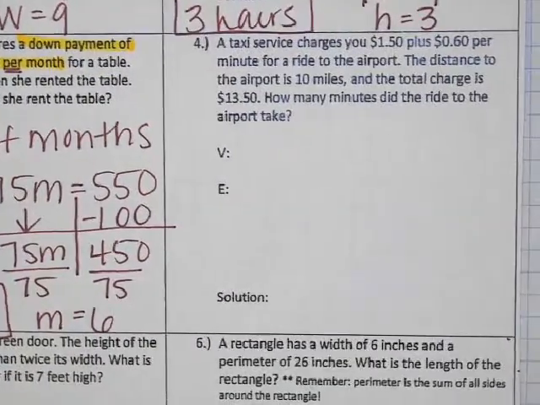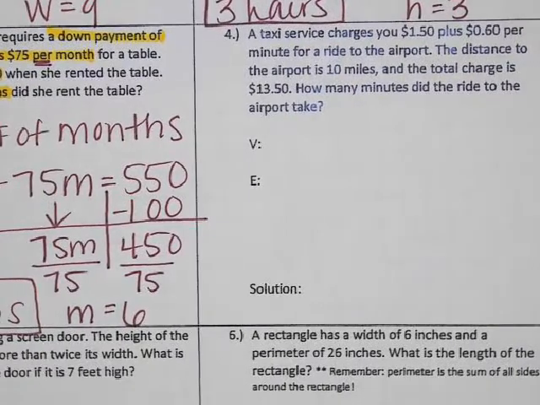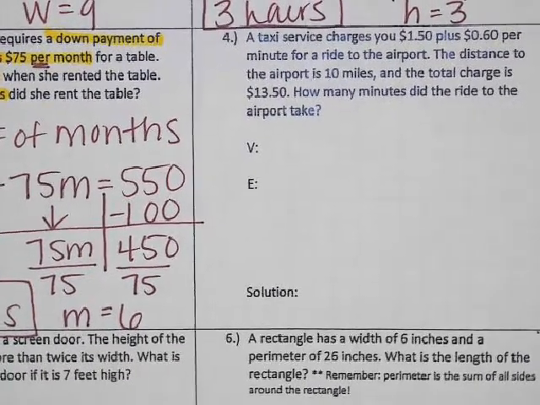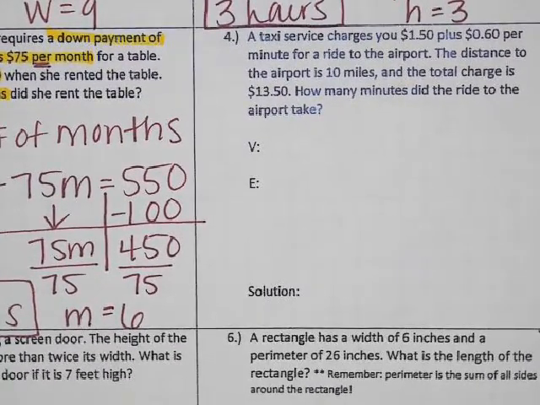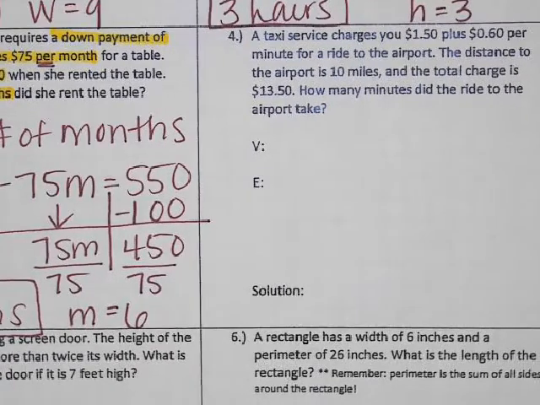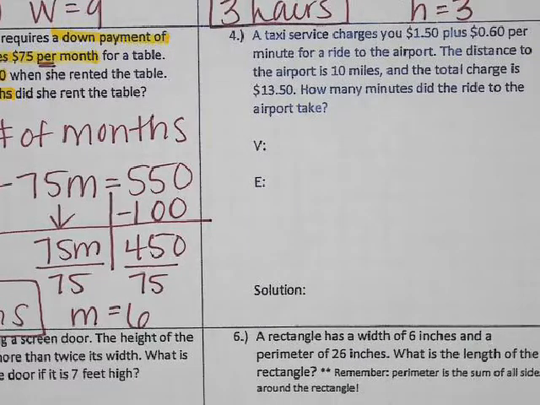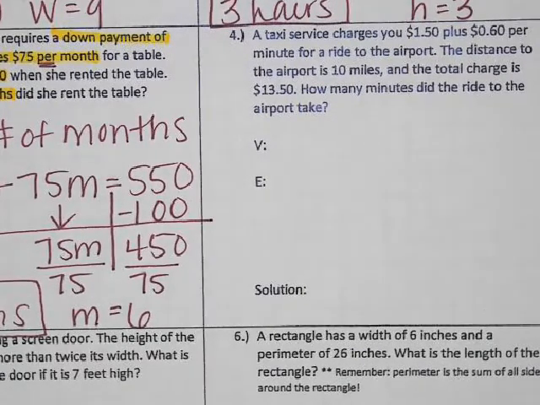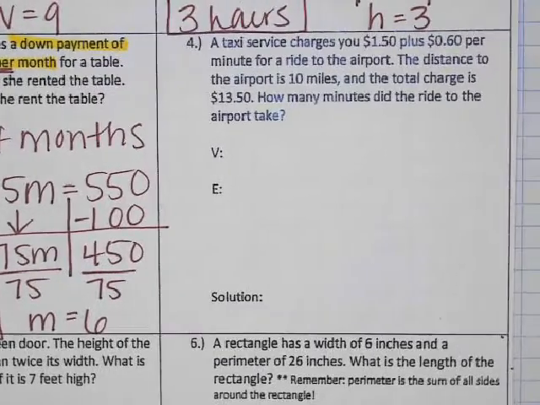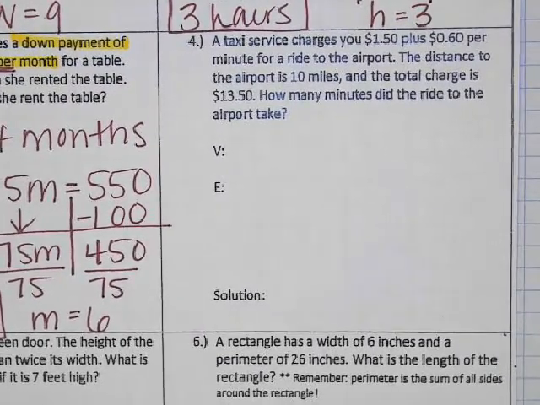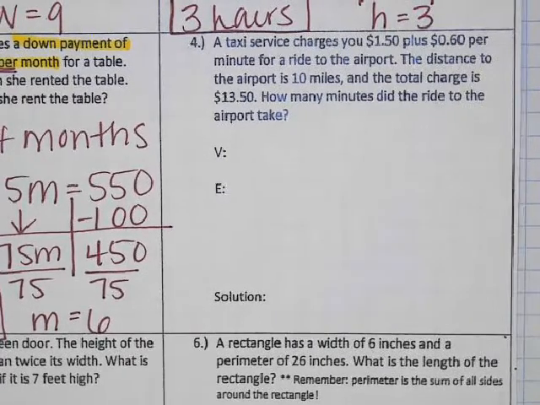Number 4, a taxi service charges $1.50 plus 60 cents per minute for a ride to the airport. The distance to the airport is 10 miles, and the total charge is $13.50. How many minutes did the ride to the airport take? What I like about number 4 is it's a great example of how they give us too much information. Some of this is not helpful. So let's make sure we're highlighting what we need.